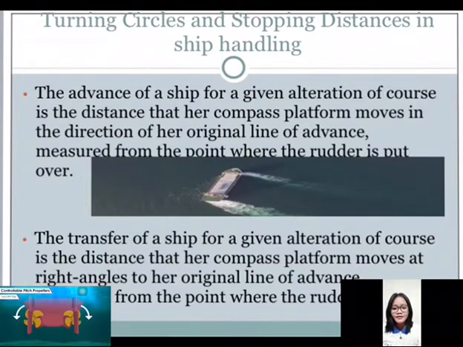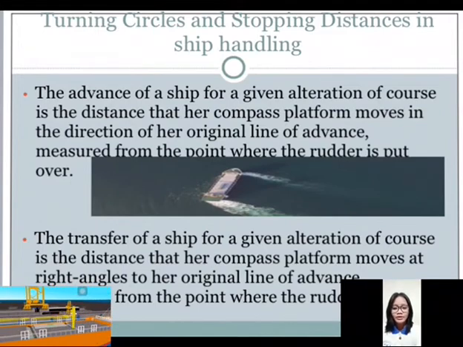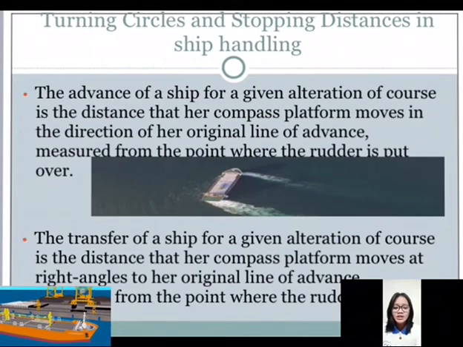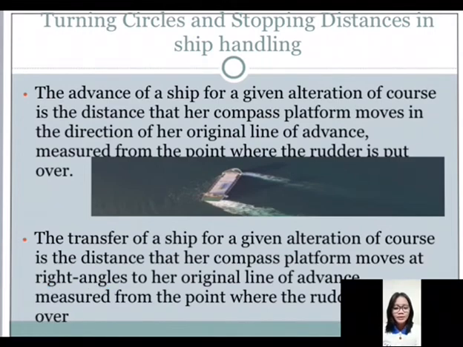The transfer of a ship for a given alteration of course is the distance that her compass platform moves at right angles to her original line of advance, measured from the point where the rudder is put over. The ship handler, for instance, should be aware of how long it will take for a vessel to become stopped in the water from a full ahead position, or how far the vessel will advance in a turn.